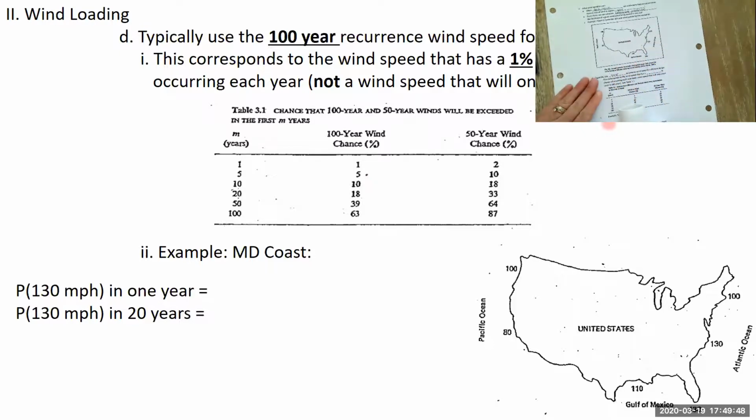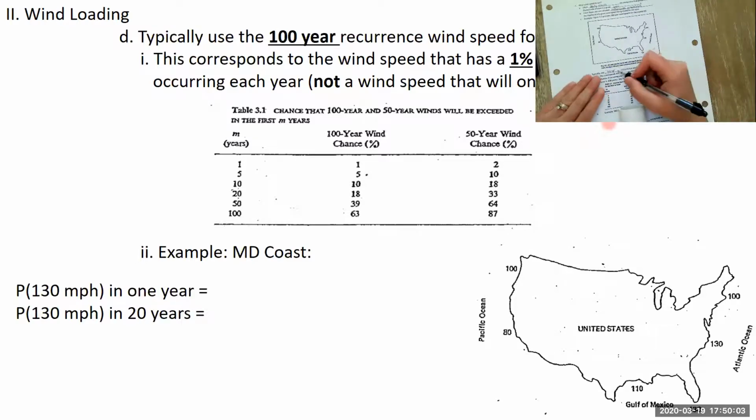Although I will say that especially with respect to flooding, people have started moving up to the 500-year wind speed just because we're starting to see effects of climate change, sea level rise, etc., more intense storms. Really important is that the 100-year recurrence wind speed is not a wind speed that will only occur one time in 100 years. So it's not the wind speed that occurs once in 100 years.